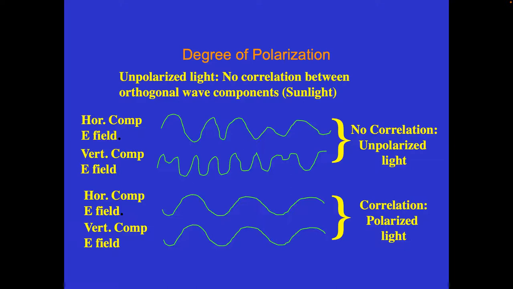So let's say I have this. I have to draw my hand. So this is my horizontal E field, and this is my vertical E field component. And if you look at that, then you see that there's no relation between the phases and the amplitude of these X and Y components. So that gives me unpolarized light. If I look at this field, then I see my horizontal component and my vertical component, and their amplitudes are pretty reproducible. And the phase, this gives me a correlation, this gives me polarized light.